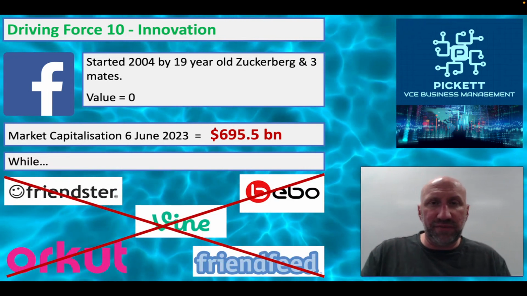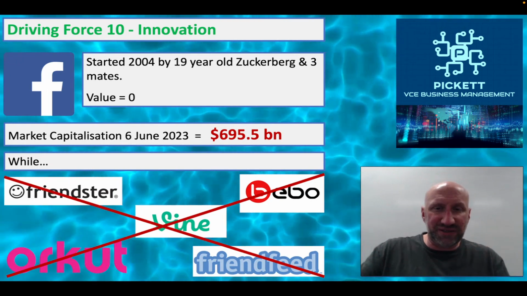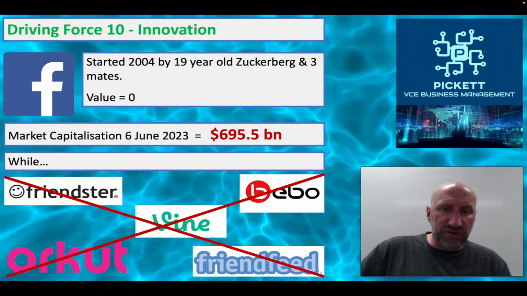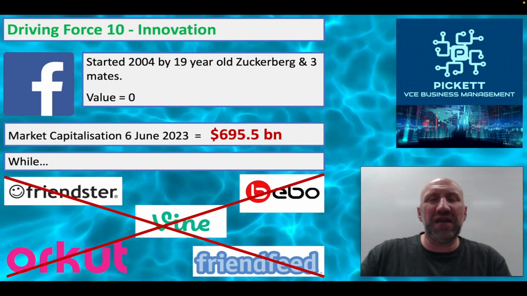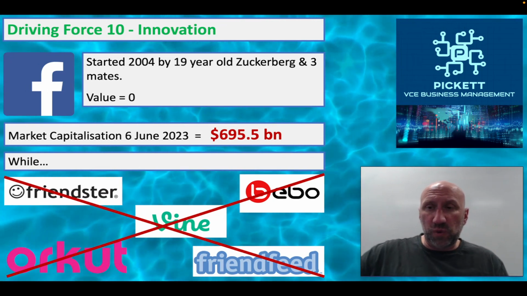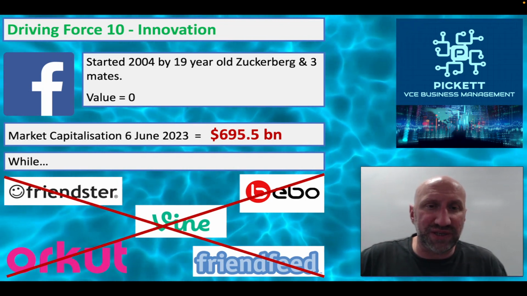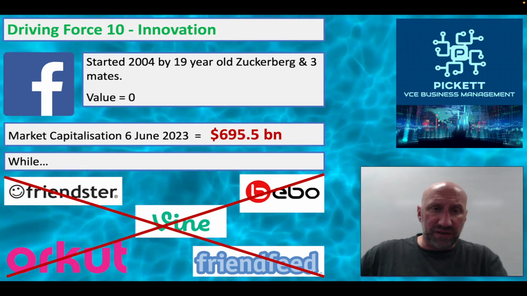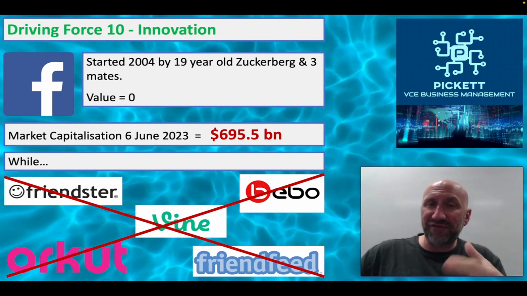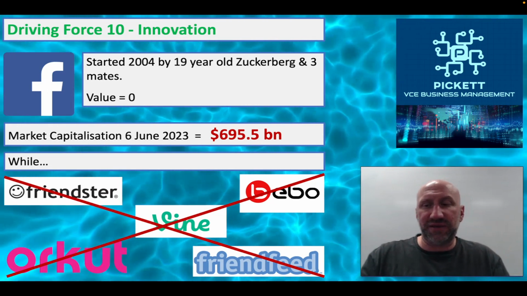Now, over that period of time, lots and lots of social media sites and businesses came and went. Friendster, Bebo, Vine, Orkut, FriendFeed, and many, many others. And at one point, some of these were worth a huge amount of money as well. Now, not as much as the 700 odd billion we see here for Facebook, but people made a lot of money out of those businesses at one point, or became very wealthy, paper wealth, because the businesses were worth a lot of money, and then they disappeared.